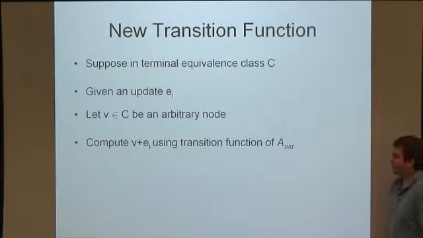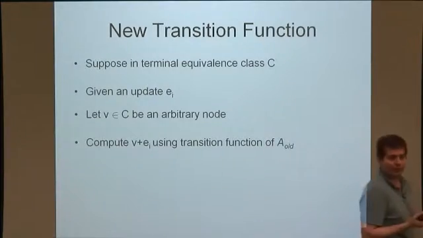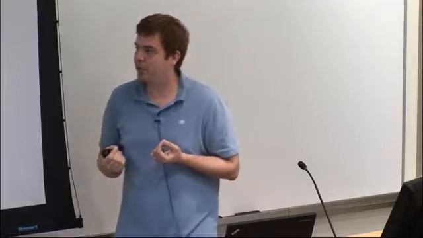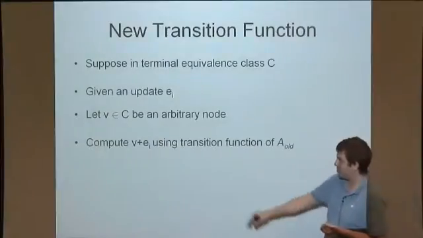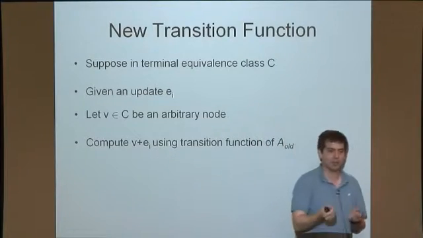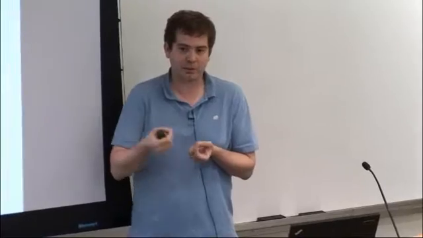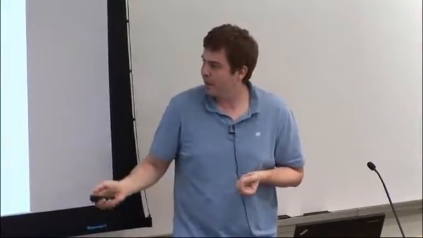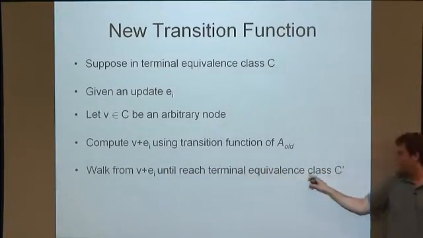Now what I do is I compute the new state, V plus e_i, using the old transition function. The old automaton comes with a transition function, which says that if I'm in some state V and I add e_i, I go to some new state. This state is also a node in the zero frequency graph. And so I take a walk from V plus e_i, and this is getting to your question, to a terminal equivalence class C prime.